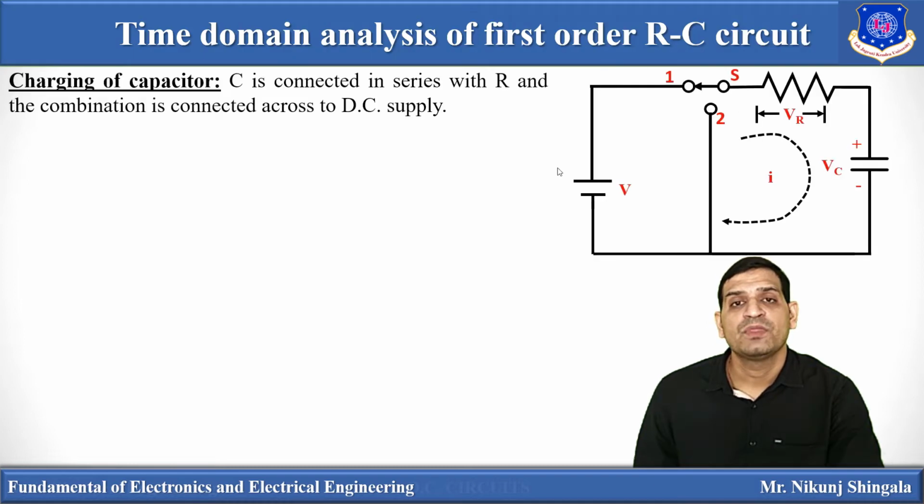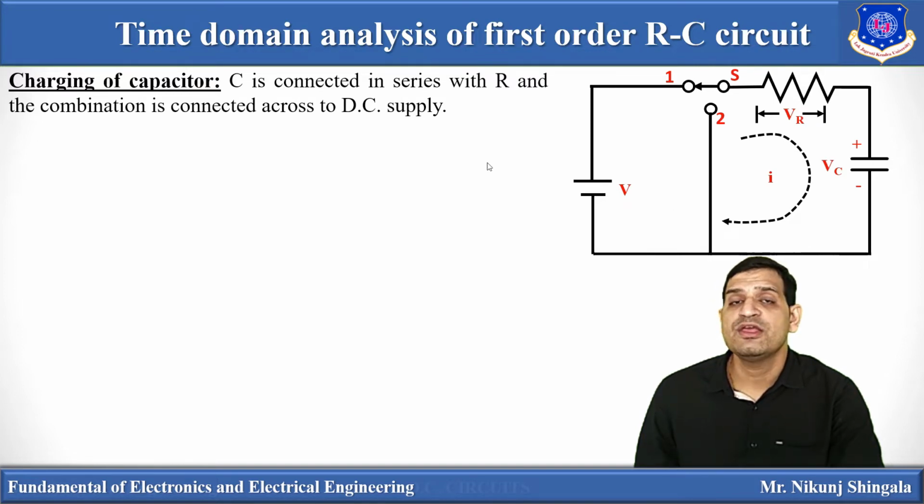So here you can see one circuit and one switch, and there are two positions of this switch. Initially assume that the switch is not closed, it is in open condition. So the circuit consists of two elements, resistor and capacitor, both connected in series. Now this series combination is connected across a DC supply. So this circuit is analyzed under the DC condition.